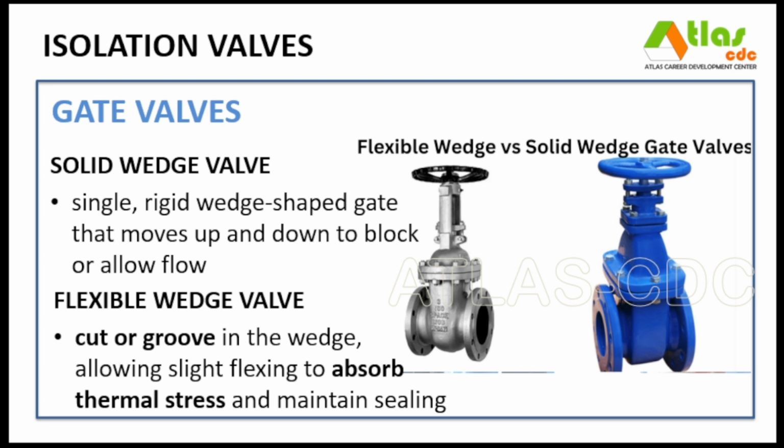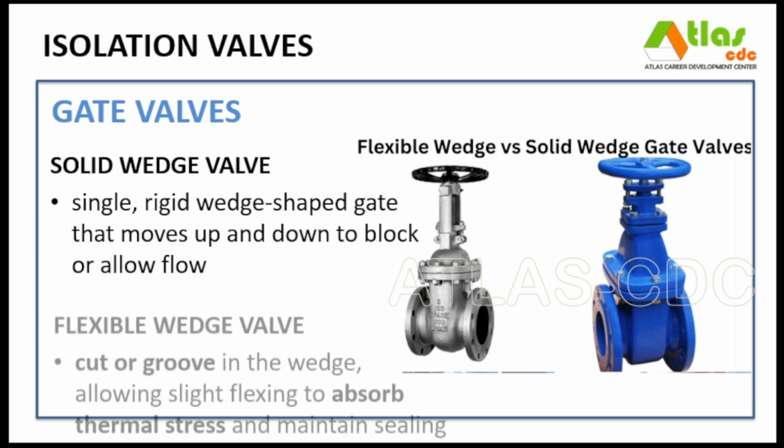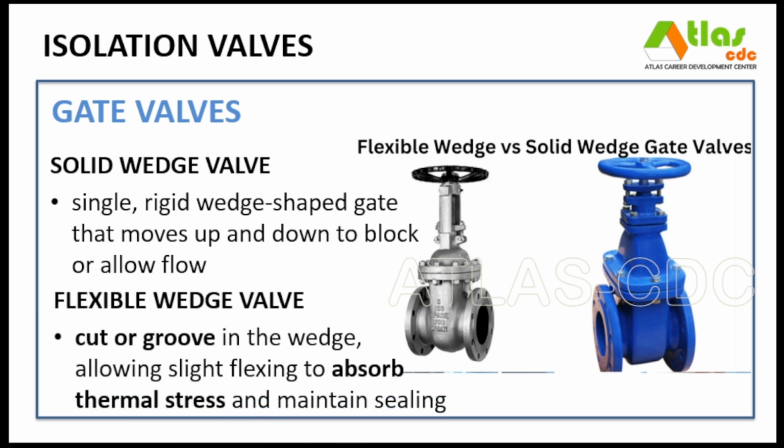Both are used for on or off isolation, but the flexible wedge performs better in high temperature or variable pressure systems. The solid wedge is advantageous for simple, low-pressure systems, while the flexible wedge is preferred in steam lines, hot water systems, or areas with potential misalignment. Disadvantages include slower operation and vulnerability to debris.